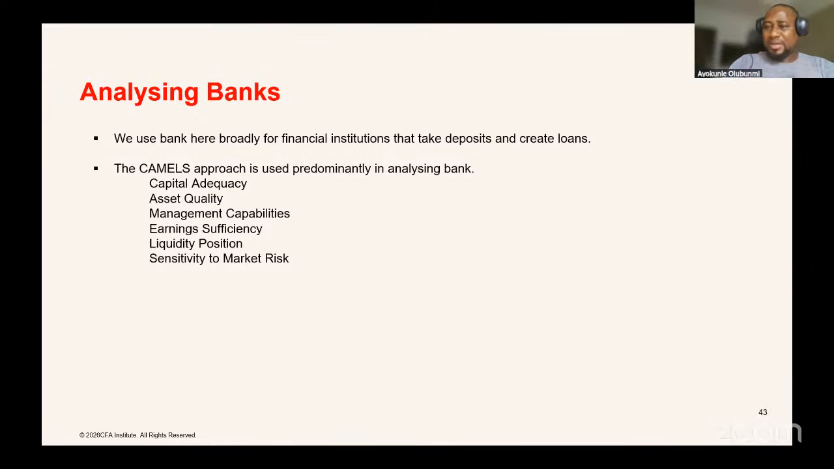In terms of capital, capital can broadly be divided into tier 1 capital and tier 2 capital. Tier 1 capital is that which is permanent in nature, while tier 2 capital is relatively long term, oftentimes with a maturity of more than 5 years.